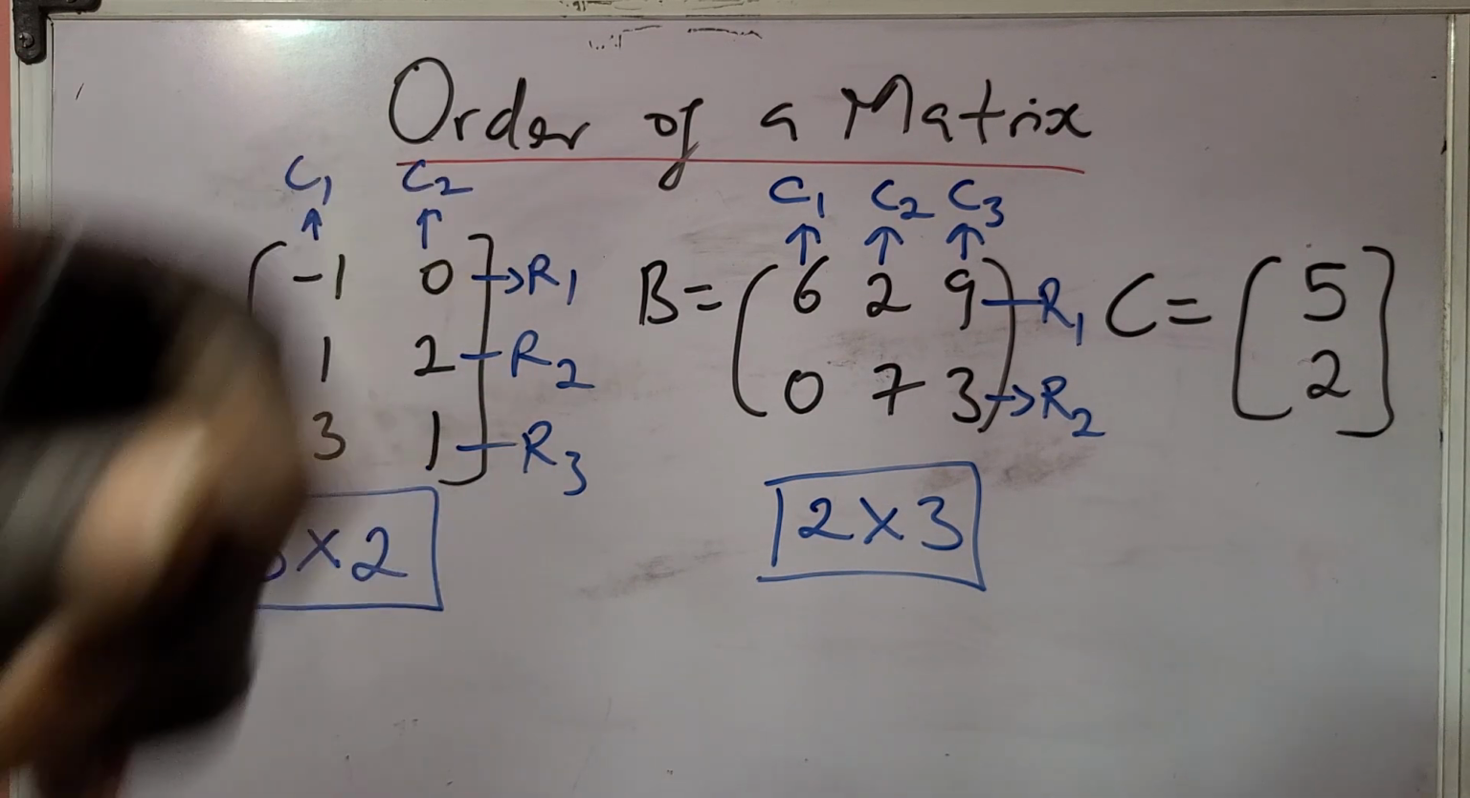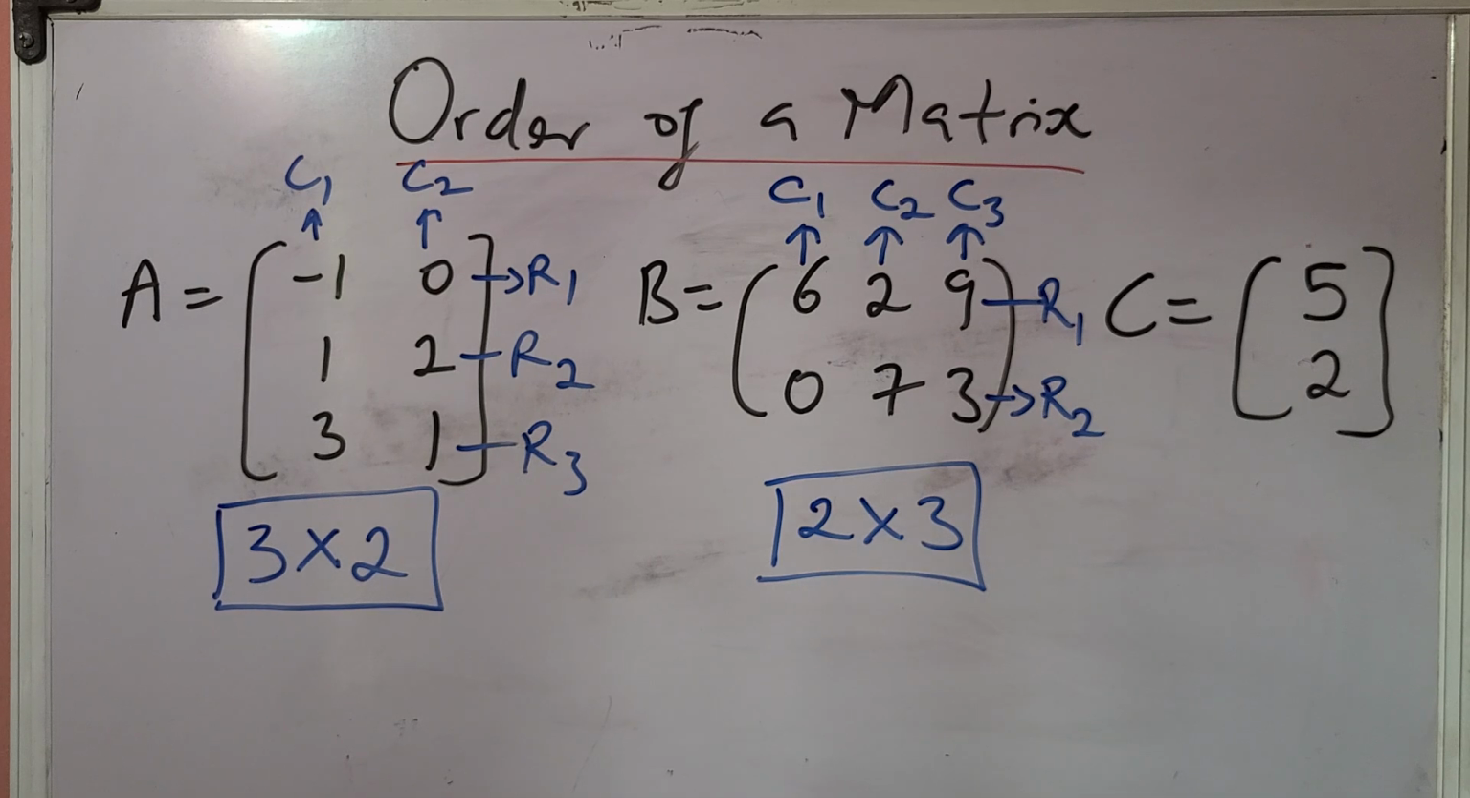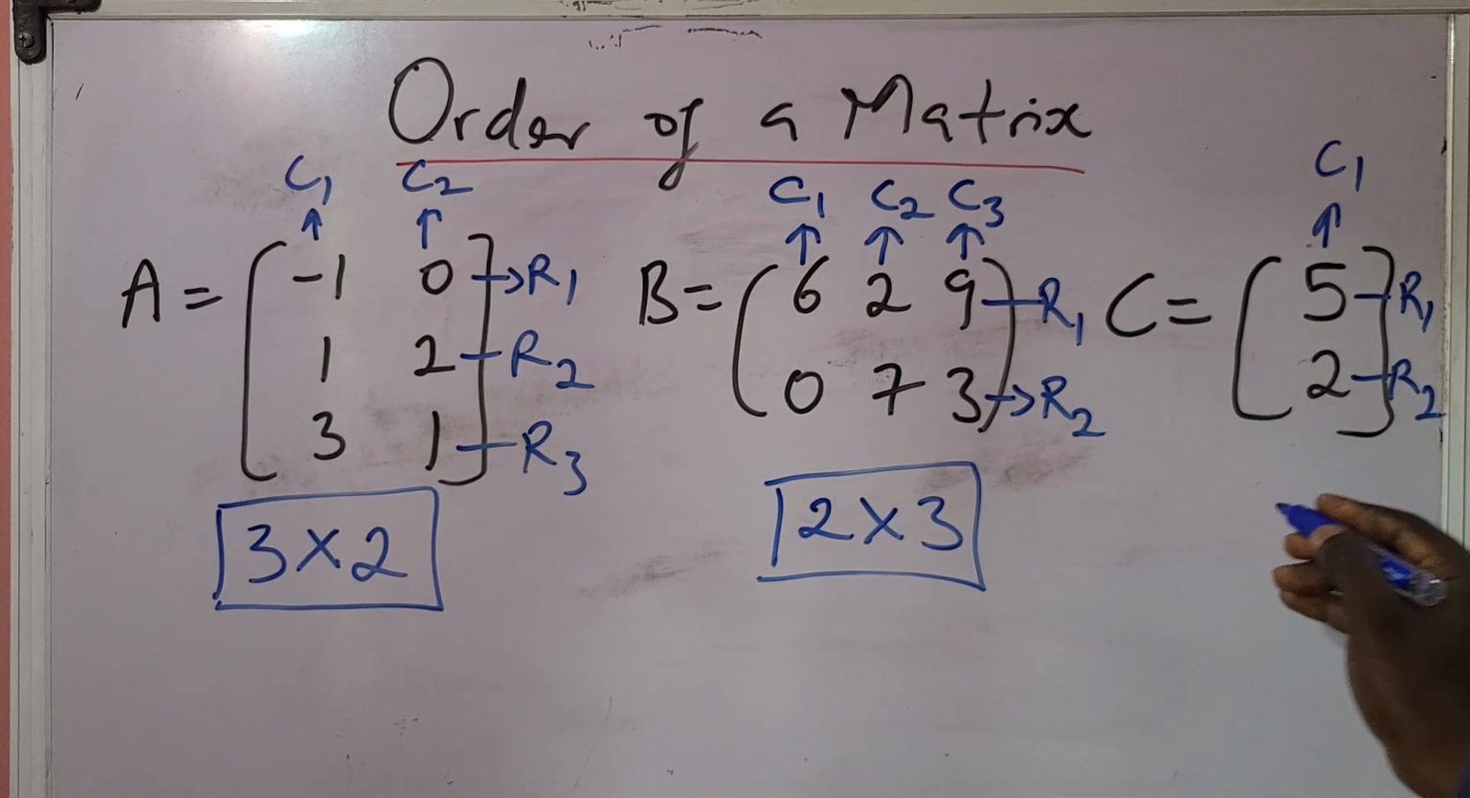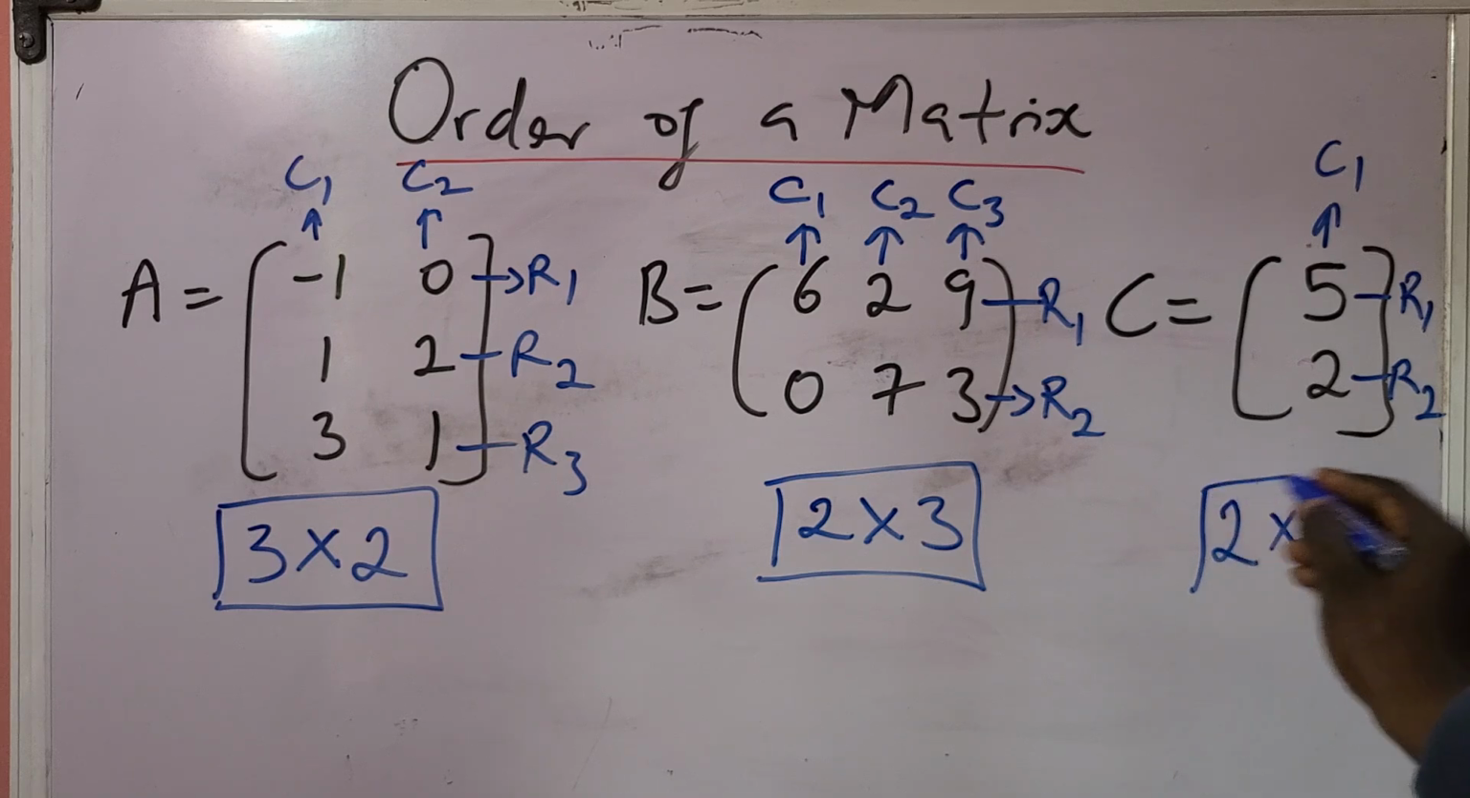Looking at matrix C, we have this as row 1, and we have this as row 2, and we have only one column here, so we have just column 1. So right here we will call this a 2 by 1 matrix.